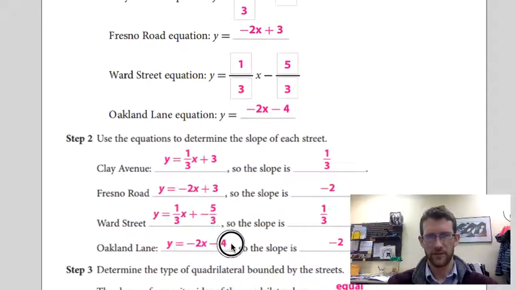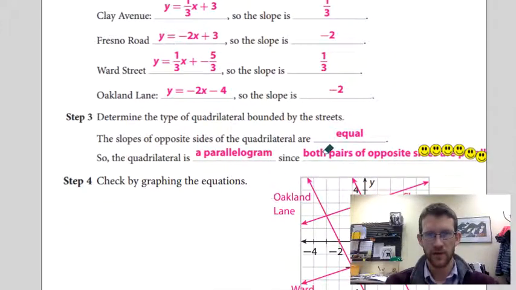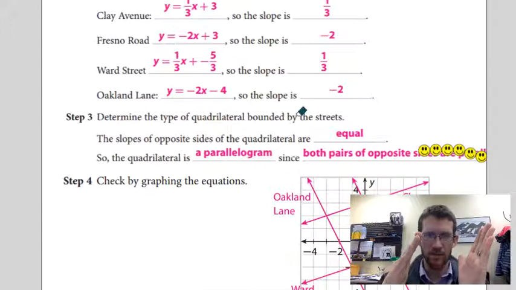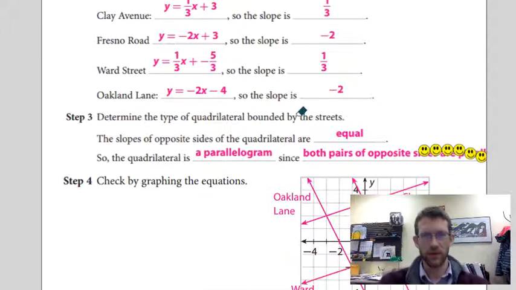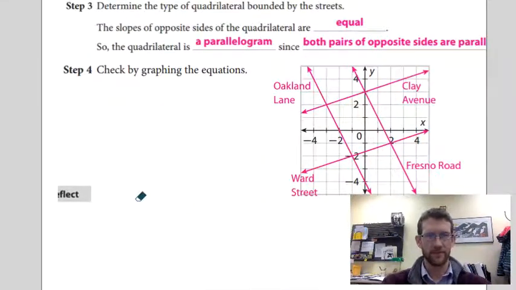I don't know why they feel the need to rewrite the whole thing again. So our opposite sides, do they have the same slope? Yes, so it's a parallelogram. Are those sides perpendicular to each other? Are they opposite reciprocals? No, they are not. So it is not a rectangle, it is merely a parallelogram. So something like that.